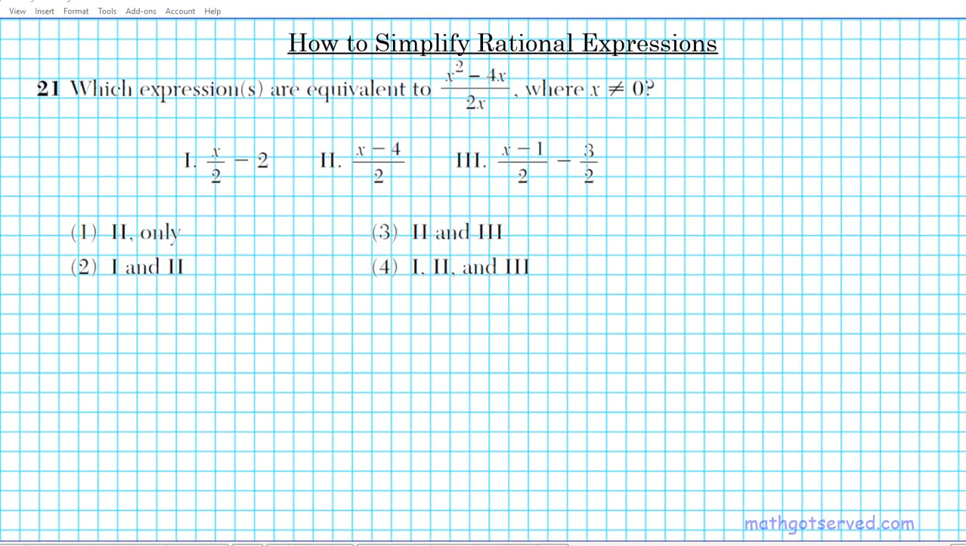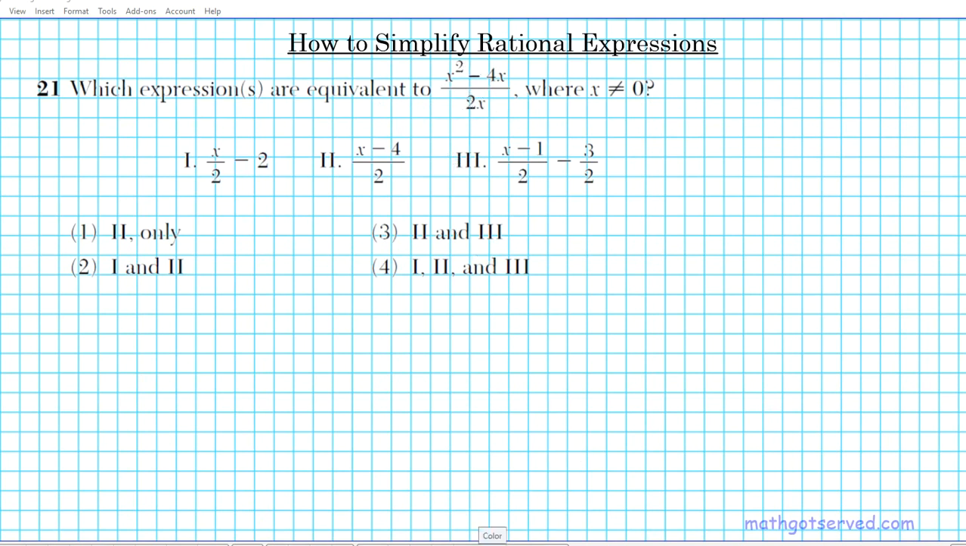Take a look at question 21. In this problem, we're being assessed on how to simplify rational expressions. Question 21 reads: which expressions are equivalent to x squared minus 4x divided by 2x, where x is not equal to 0? We have three rational expressions here, and we want to see which ones are equivalent or equal to this expression that we have right here.